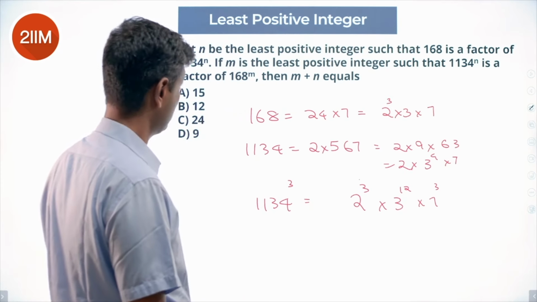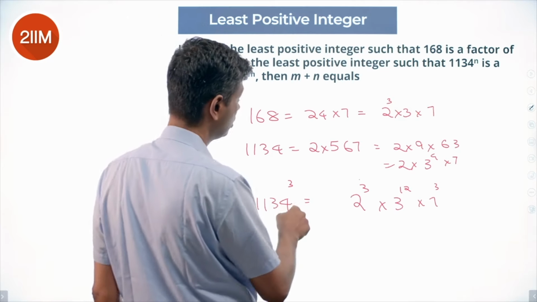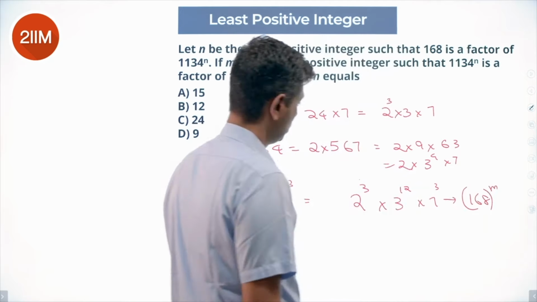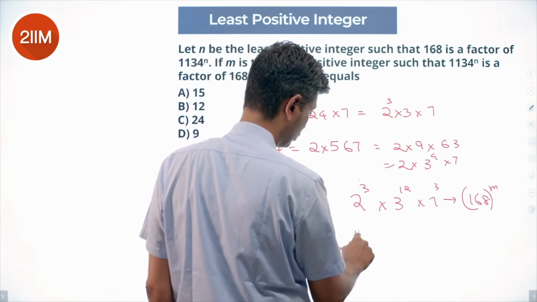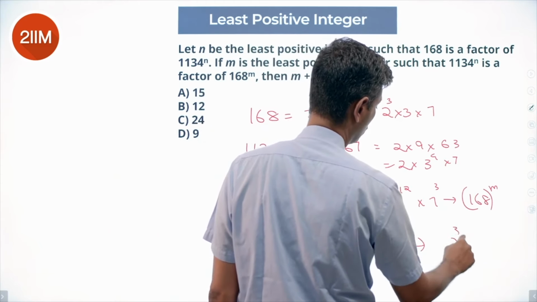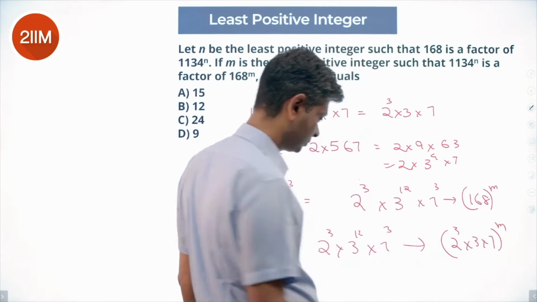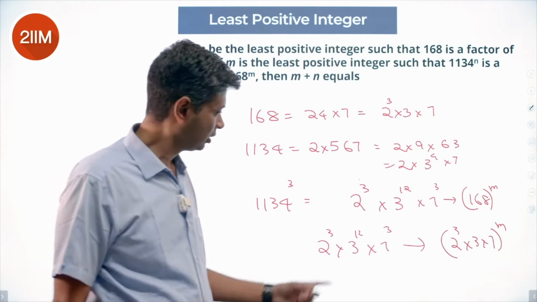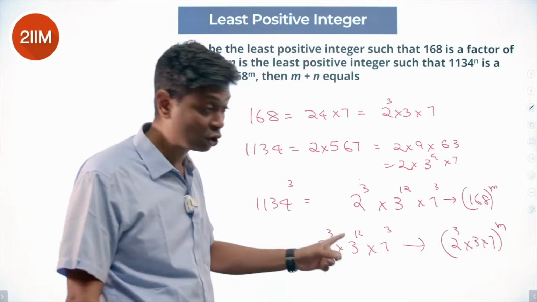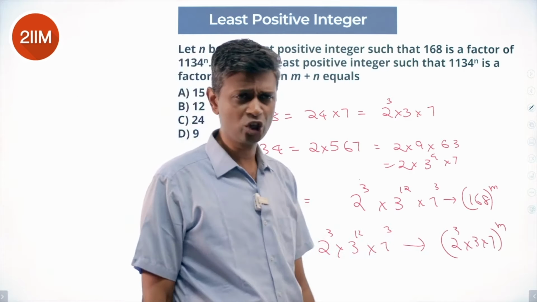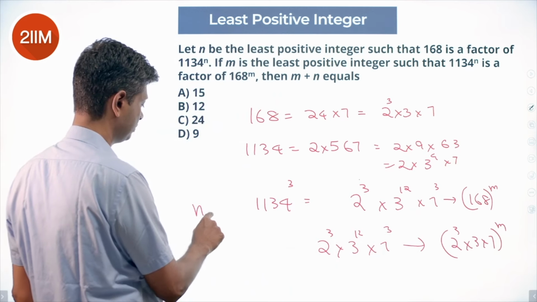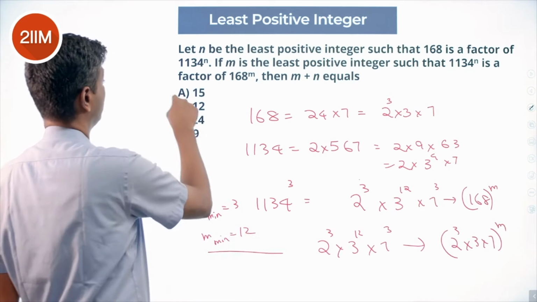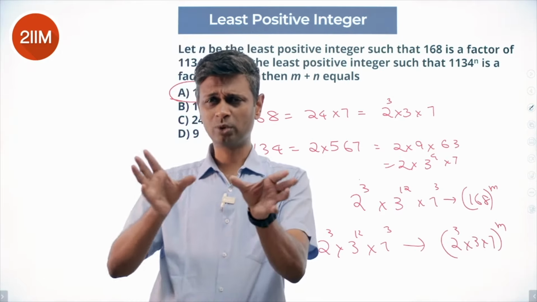m is the least positive integer such that 1134 power n is a factor of 168 power m. Nice. So 2 cube into 3 power 12 into 7 cube should sit inside 2 cube into 3 into 7, whole power m. Put m equal to 1, 2 cube will be contained. Put m equal to 3, 7 cube will be contained, but we need 3 power 12, which is a big number. m has to be at least 12. Minimum value of n is 3, minimum m is 12. The minimum value of m plus n is 15. Nice question. Once you do the prime factorization, just look at the numbers and you get through.